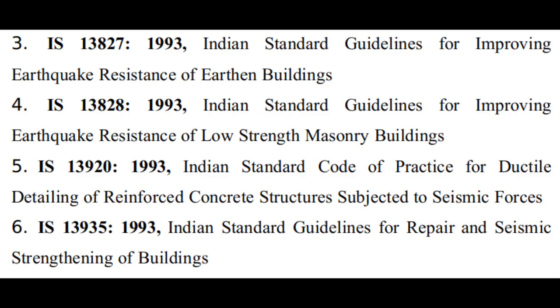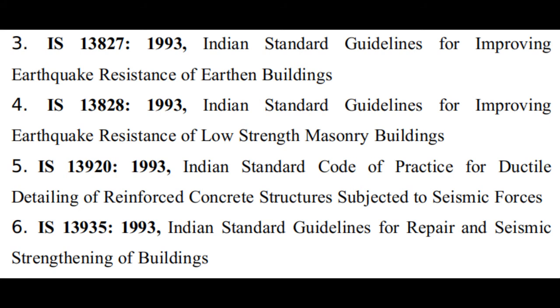Next is IS 13827 1993. This is the IS guidelines for improving earthquake resistance of earthen buildings. Next is IS 13828 1993. They are the IS code for improving earthquake resistance of low strength masonry building.